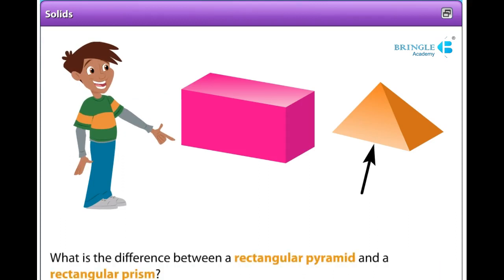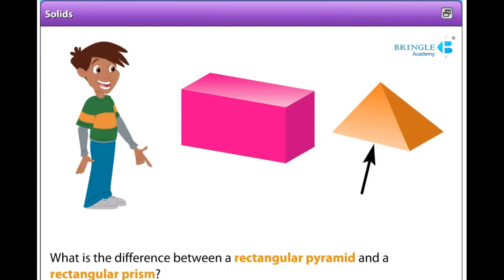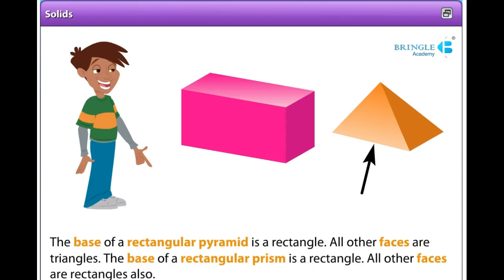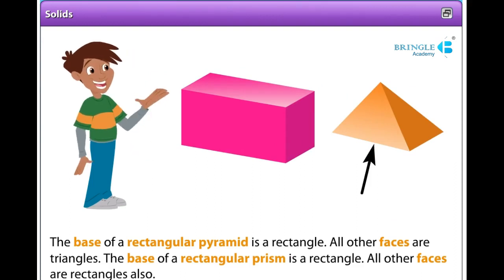What is the difference between a rectangular pyramid and a rectangular prism? The base of a rectangular pyramid is a rectangle. All other faces are triangles. The base of a rectangular prism is a rectangle. All other faces are rectangles also.